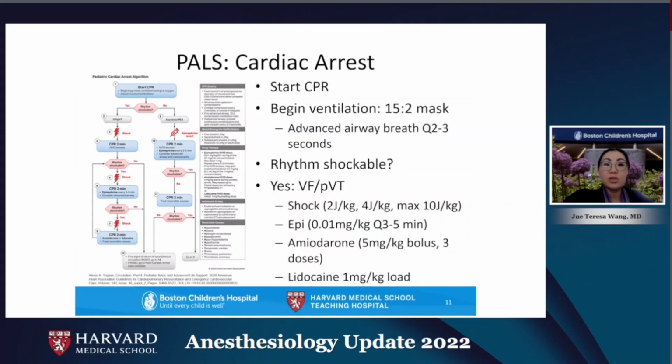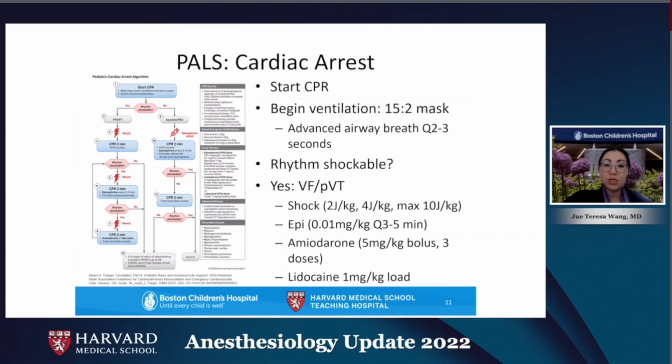If the patient's rhythm is identified to be a shockable rhythm, meaning it is either ventricular fibrillation or pulseless ventricular tachycardia, a shock should be delivered immediately without delay. Begin at 2 joules per kilo, with subsequent shocks escalating to 4 joules per kilo for the second, with a max of 10 joules per kilo for subsequent shocks. After delivering a shock, begin chest compressions without delay for 2 minutes until the next rhythm check.